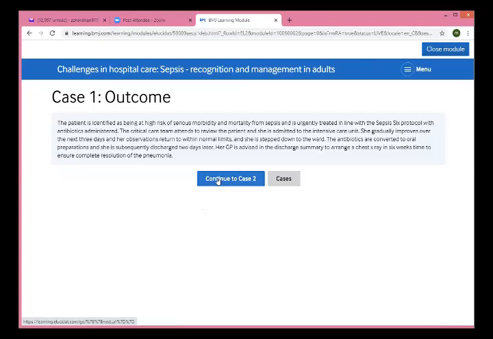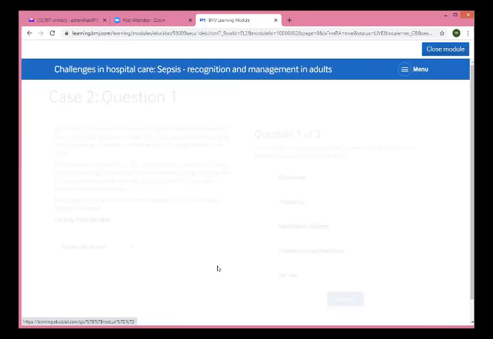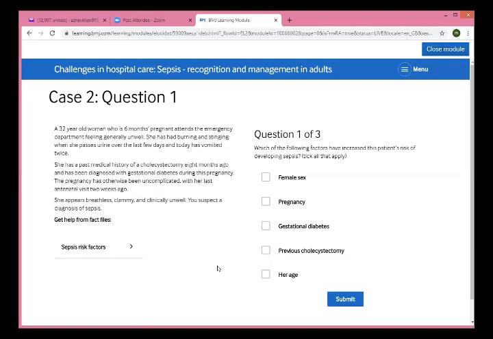So let's go to case 2. A 32-year-old woman who is 6 months pregnant turns up in the emergency department feeling generally unwell, with burning and stinging when she passes urine. So possibly we've got a UTI with vomiting. Past medical history of cholecystectomy and gestational diabetes during the pregnancy. So she is diabetic due to pregnancy and has probably got a UTI. She appears breathless, clinically unwell, and you suspect a diagnosis of sepsis.